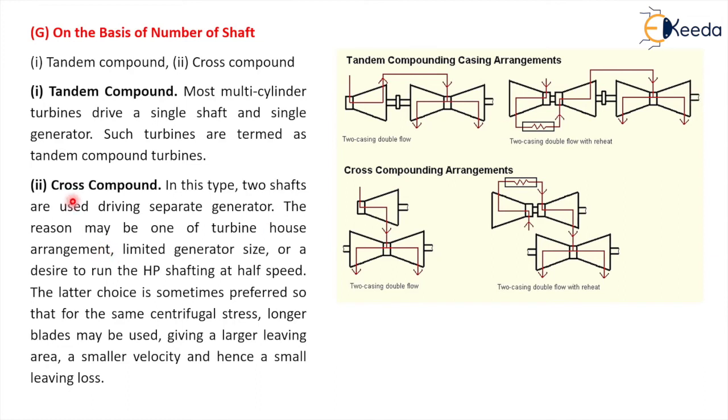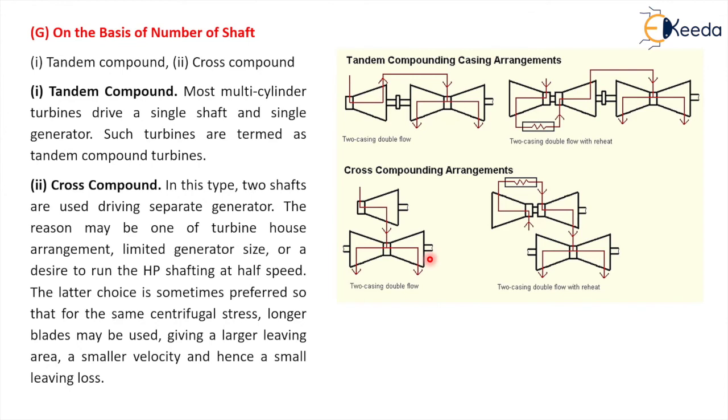In a cross compound arrangement, what will happen? In this case, the steam is flowing from one turbine, and then after the exhaust of steam from that turbine, that steam is sent to the other turbine. Both the steam turbines are coupled with separate generators. This turbine will be coupled with a separate generator and this turbine will be coupled with a separate generator. That means power is generated from this turbine and this turbine. This is a cross compound arrangement. In this type of arrangement, centrifugal stress is very less.